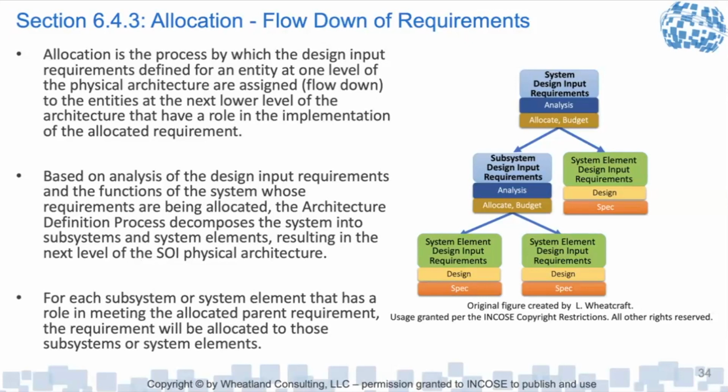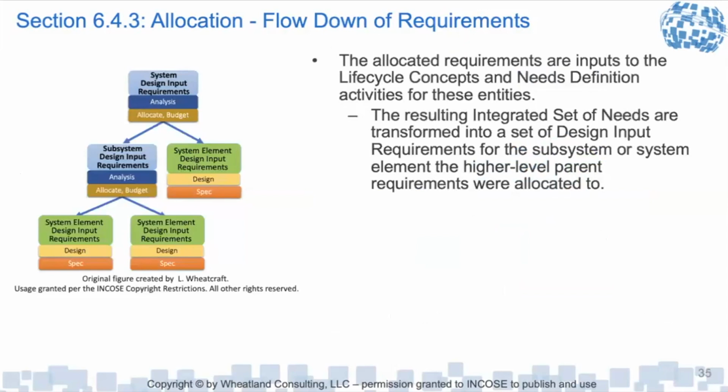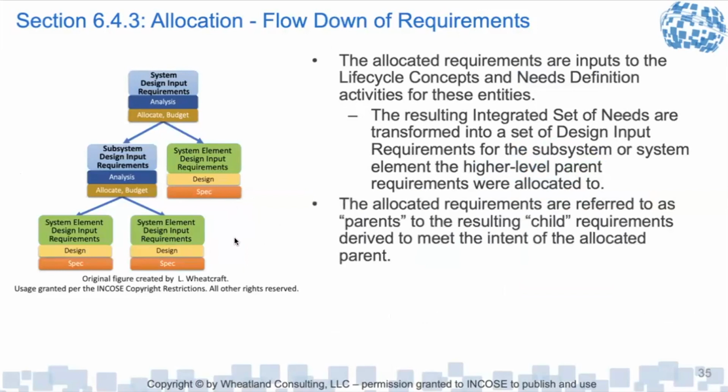In theory, when you're doing allocation, the next lower level has no requirements defined yet. So these are inputs that are going to be used when we go through all the lifecycle concept analysis, maturation, needs definition, and then transforming those into design input requirements. The allocated requirements are the inputs, and then the resulting set of needs are transformed into the design input requirements for each of those elements. The allocated requirements are referred to as parents to the resulting child requirements derived to meet the intent of the allocated parent. And I know there's a question about derivation.